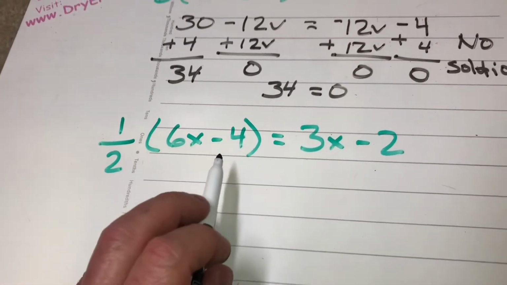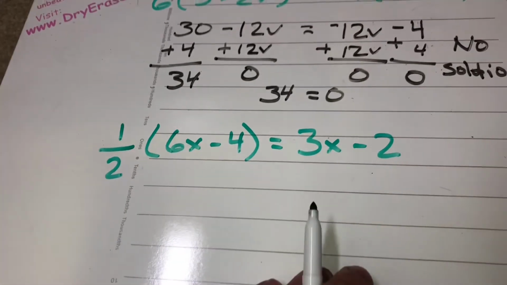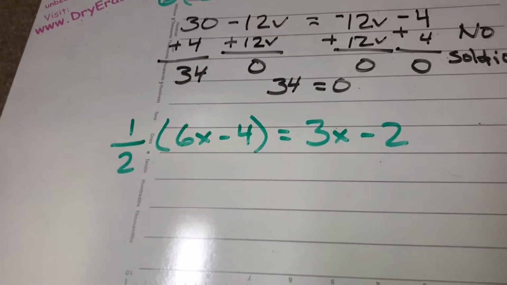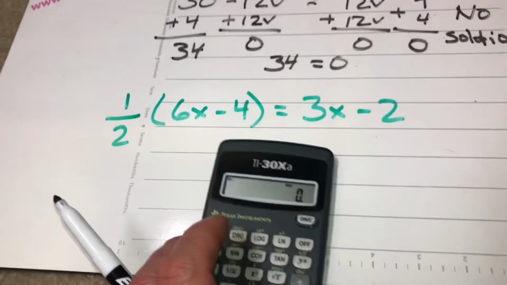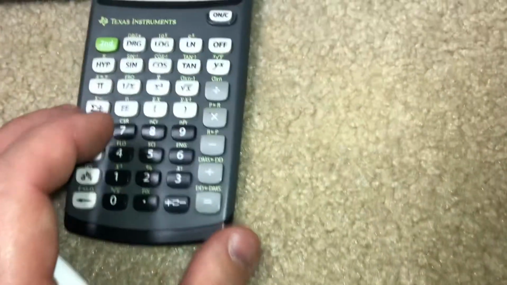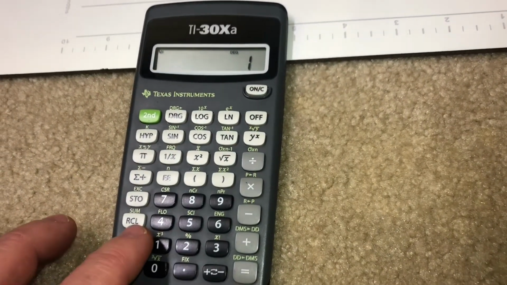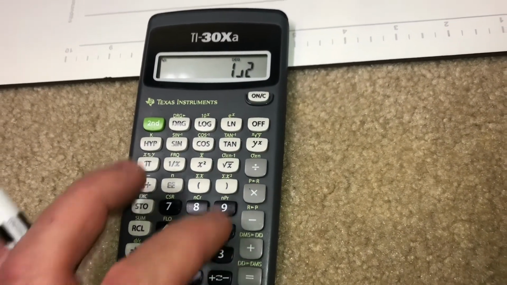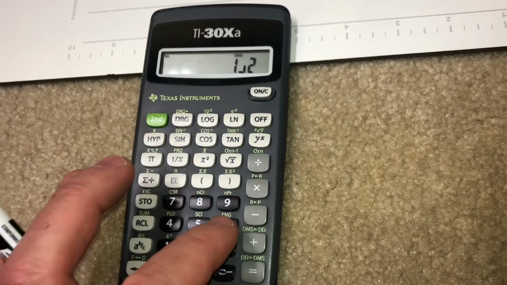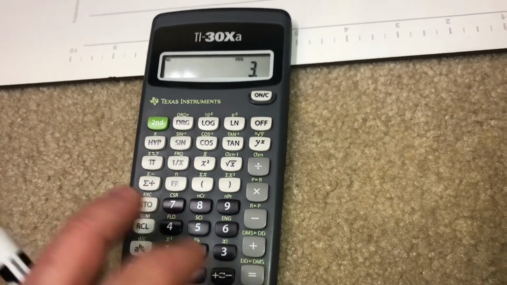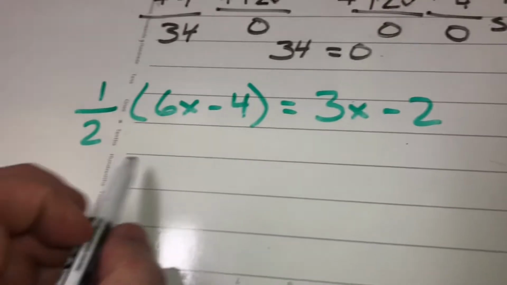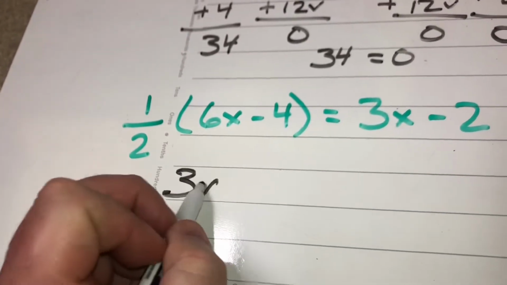1/2 times 6x minus 4 in parentheses equals 3x minus 2. So I'm going to go to my calculator. First, it's 1/2 times 6. So I'm going to come over here. 1, and then I'm going to press my fraction button, 2. We're multiplying that by 6. And so that equals 3. So 1/2 times 6 is going to give me 3x.